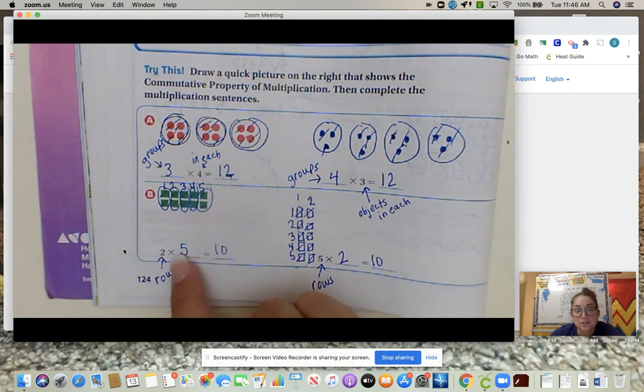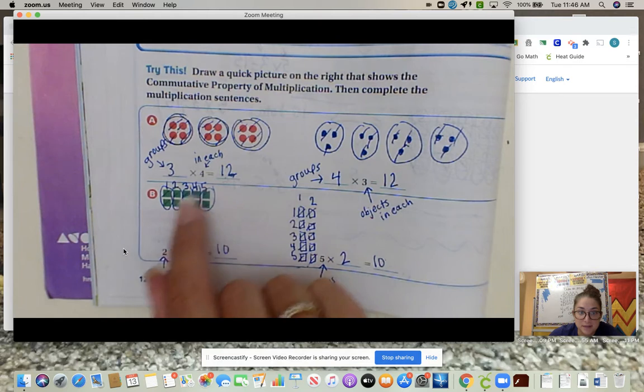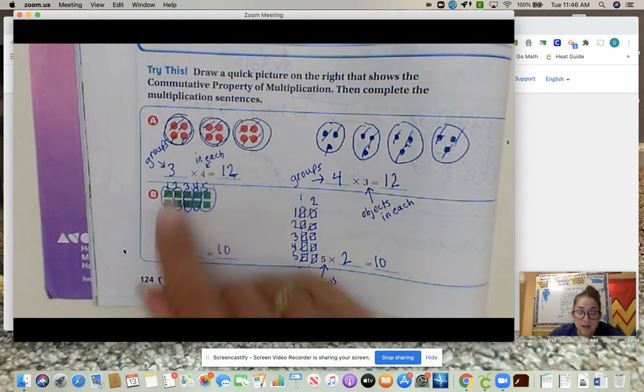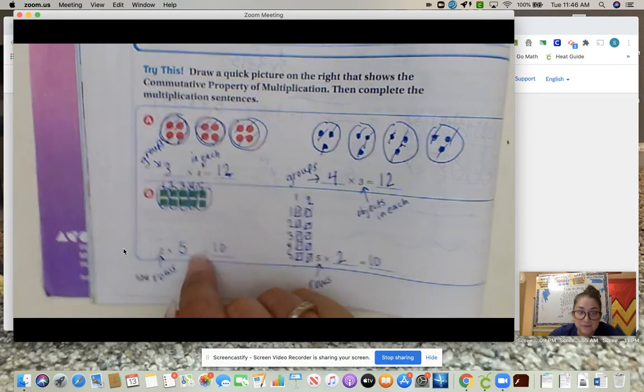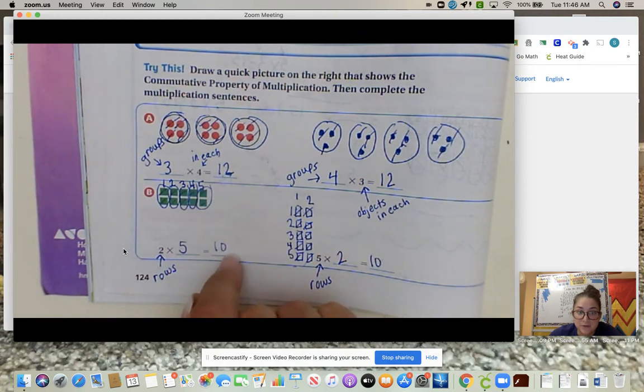The bottom, 2 times 5. Oh, we know that first number means 2 rows. So 1, 2. How many columns? 1, 2, 3, 4, 5. How many total? You count the green, you get 10.